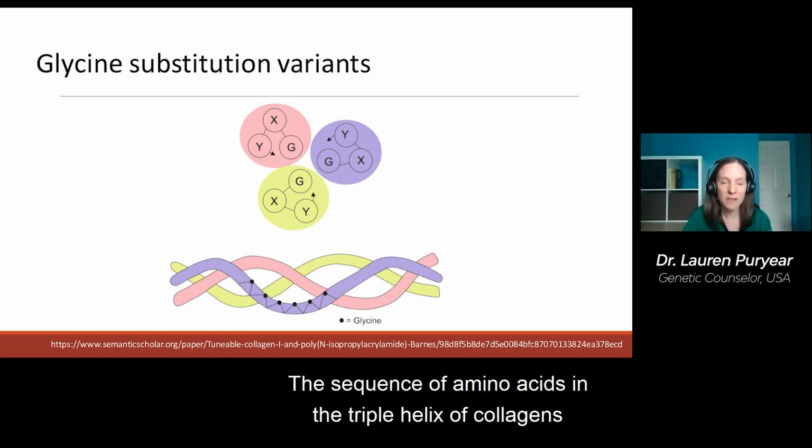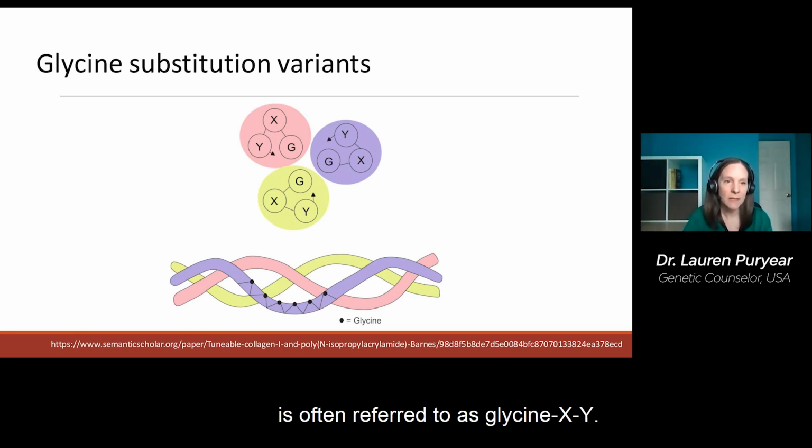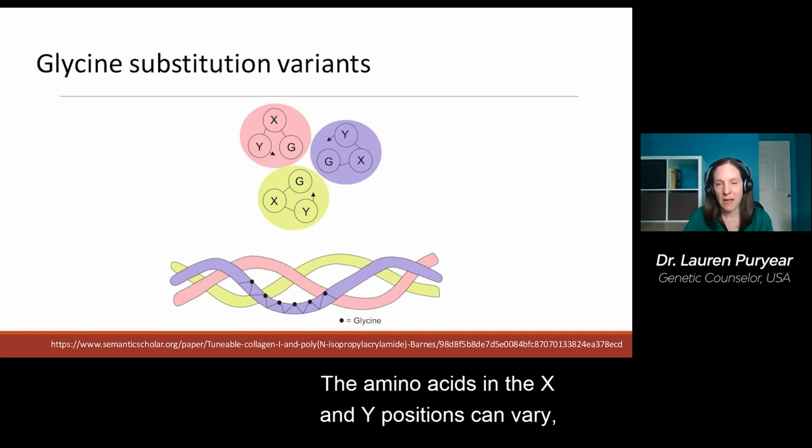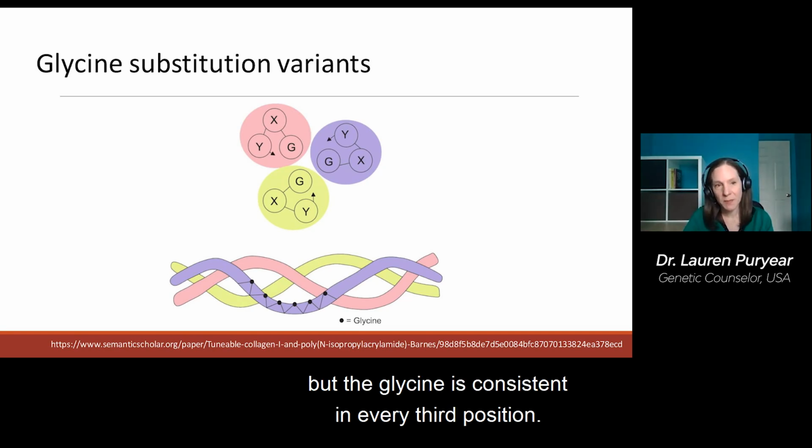The sequence of amino acids in the triple helix of collagens is often referred to as glycine-X-Y. The amino acids in the X and Y positions can vary, but the glycine is consistent in every third position.